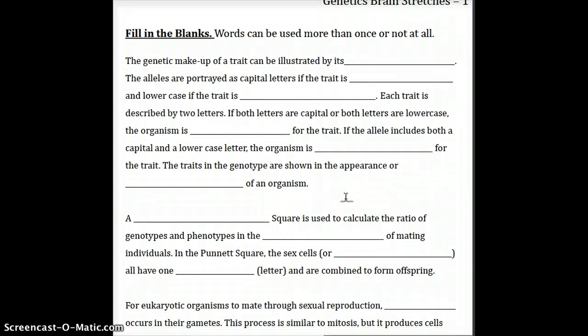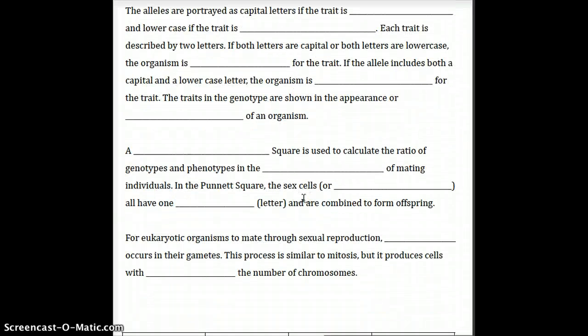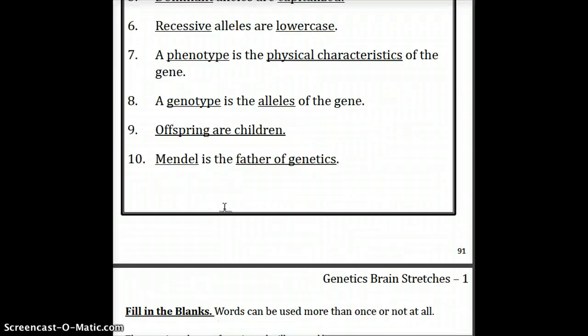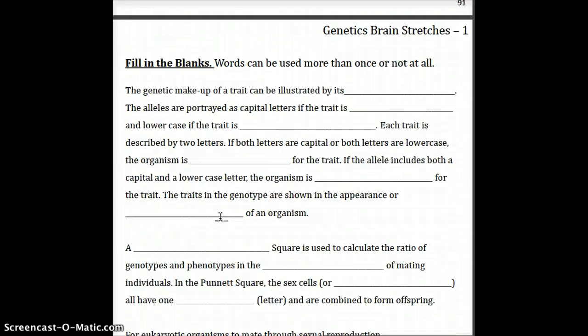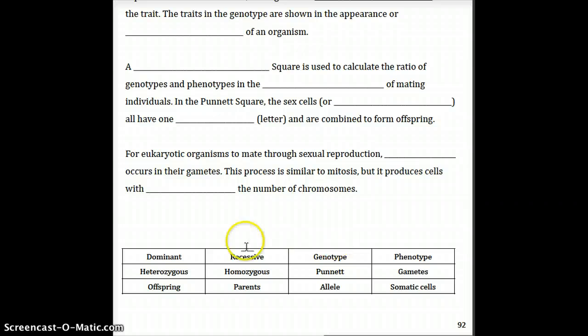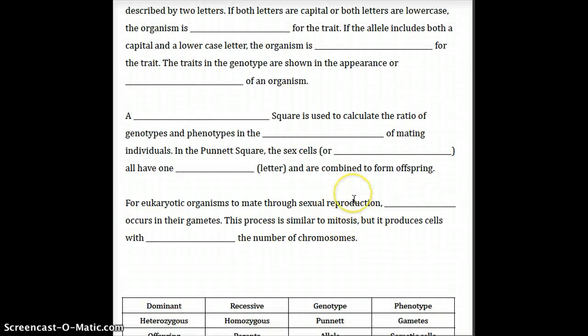Here's your top 10, and here's a fill in the blank. So what are my expectations? I want you to fill out all 12 blanks, if you haven't done so already, using the word bank or using this. Now these last two blanks: for eukaryotic organisms to mate through sexual reproduction, blank occurs in their gametes. This process is similar to mitosis, and the word is similar to mitosis as well, but it produces cells with how many number of chromosomes? These two blanks I don't believe are actually in your word bank, but it's material that we've covered from last week.